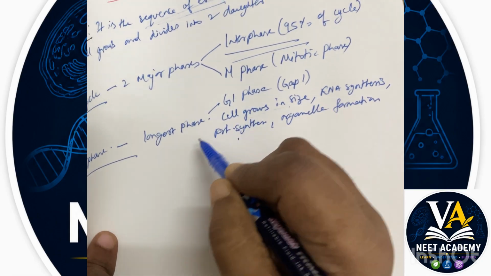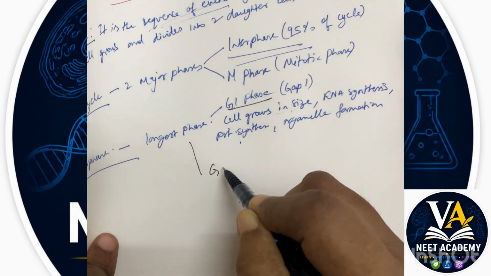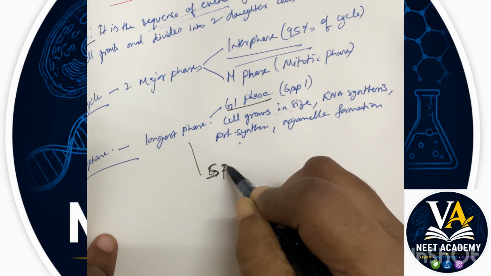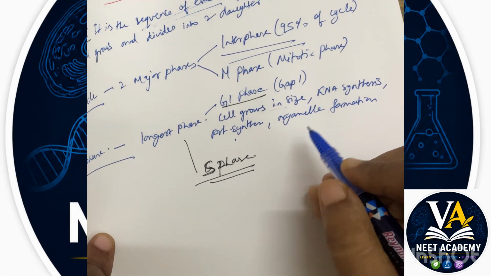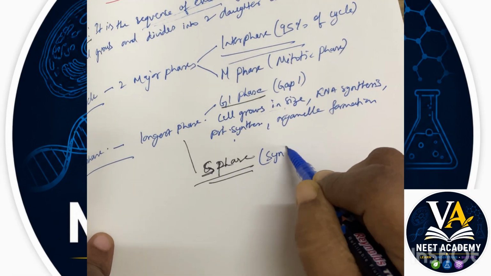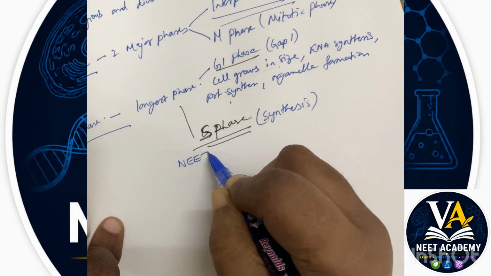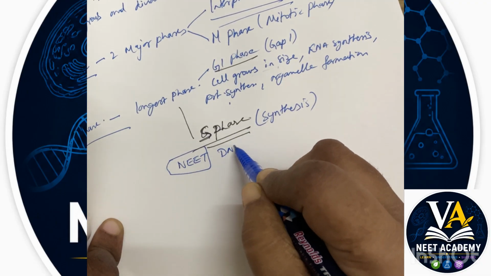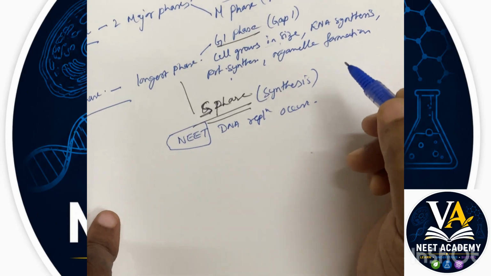So after G1 phase, the next phase is S phase. You can remember S as synthesis phase, synthetic phase. A very important NEET based question is usually asked. Now what happens in S phase? The DNA replication occurs.